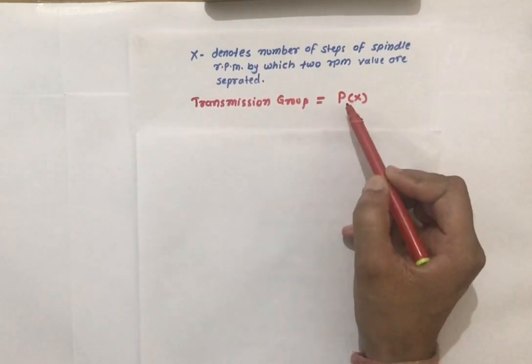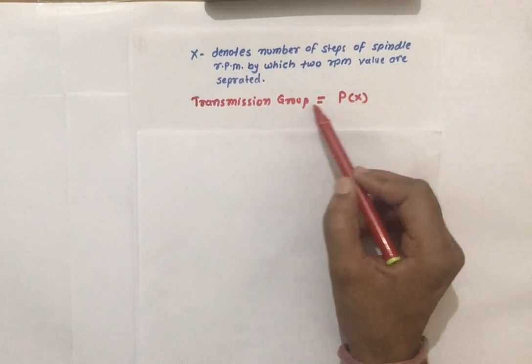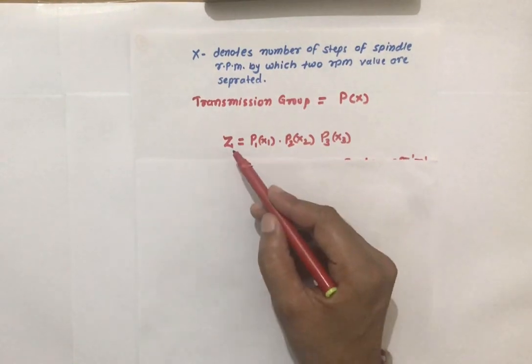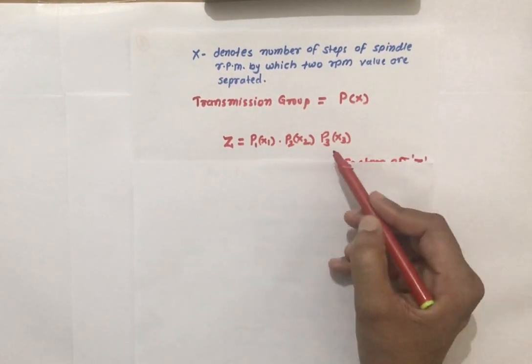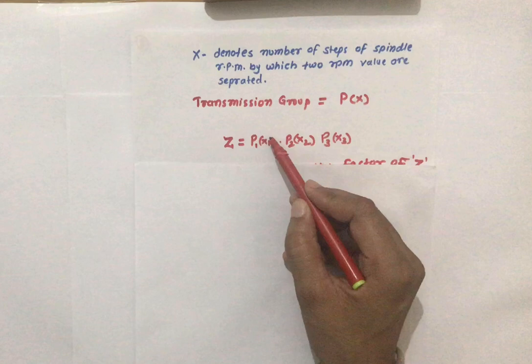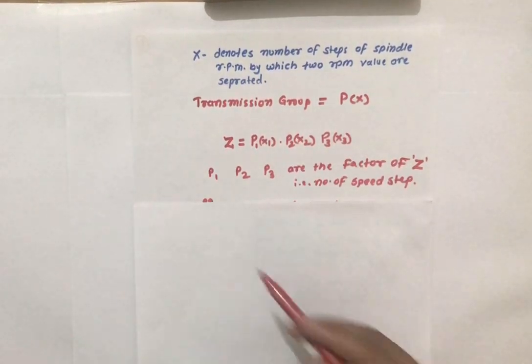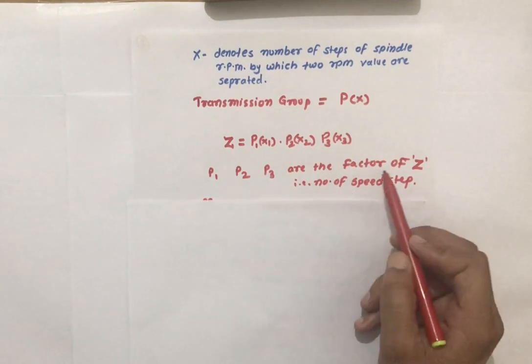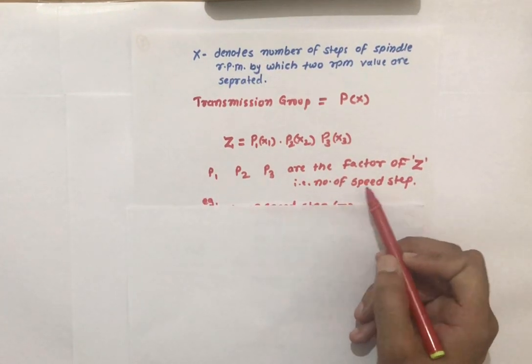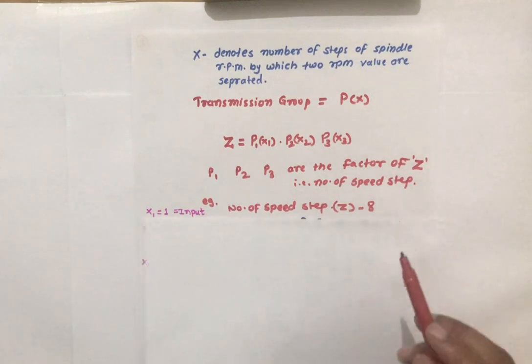Now P into X is known as a transmission group. So Z is equal to P1 x1, P2 x2, and P3 x3, that is one transmission group, another transmission group, and the next transmission group, where P1, P2, P3 are factors of Z, that is, the number of speed steps. We'll see this in the example.